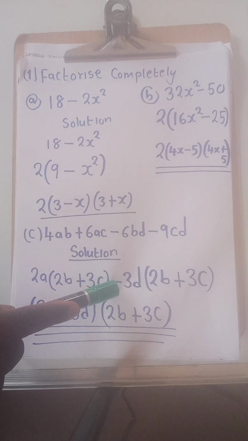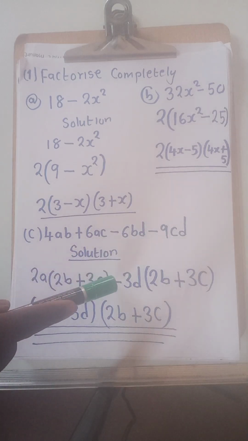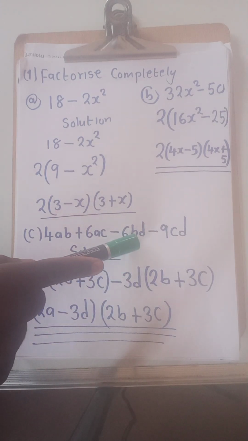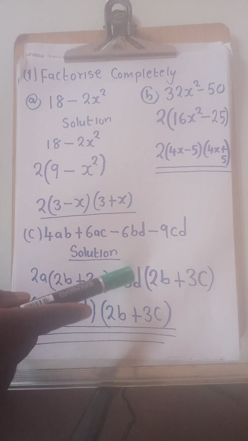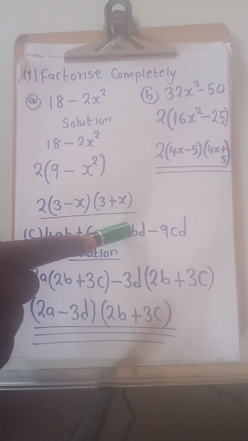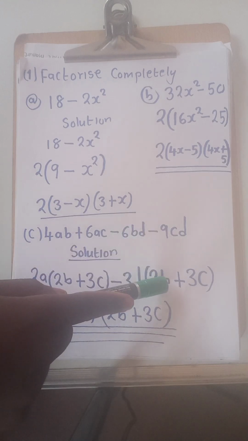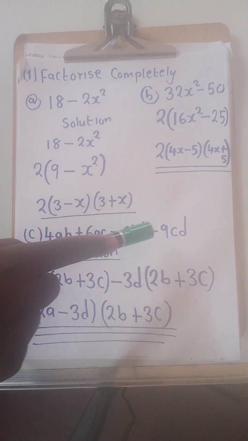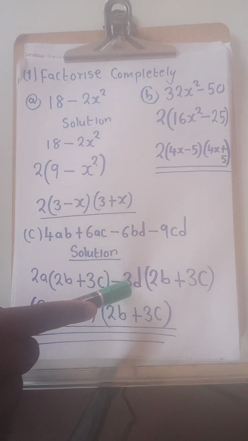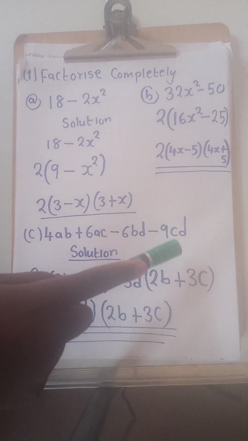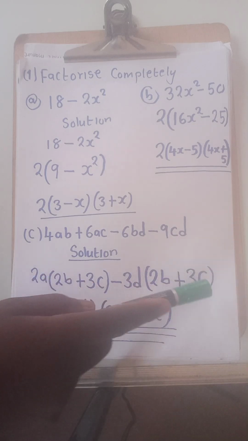You also look for a number which can go into both 6 and 9. That number is 3. Which other letter is common between these two? It's D. How many times can 3 go into 6? It goes 2 times. What has remained? B. Negative times negative, what do you get? You get a positive. How many times can 3 go into 9? It goes 3 times. Which letter has remained? C. You put it there like that.